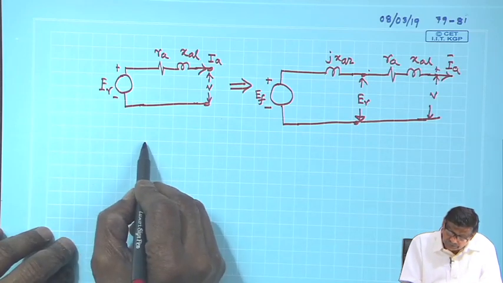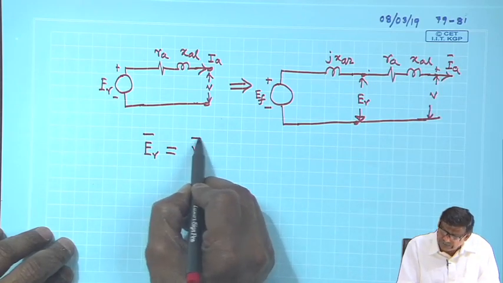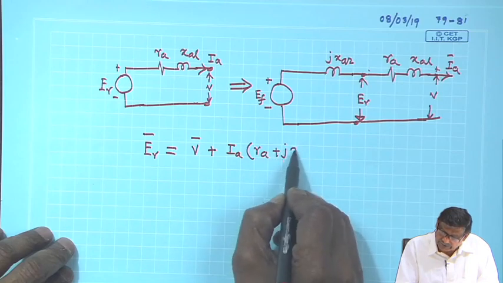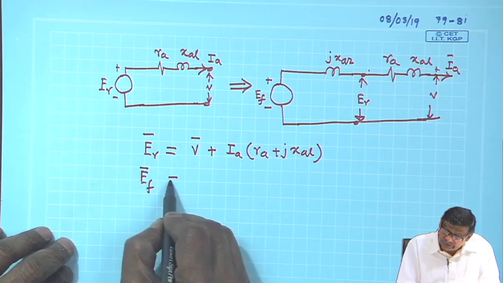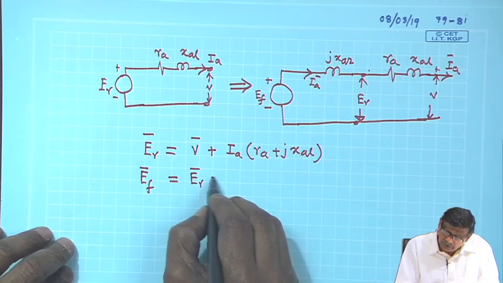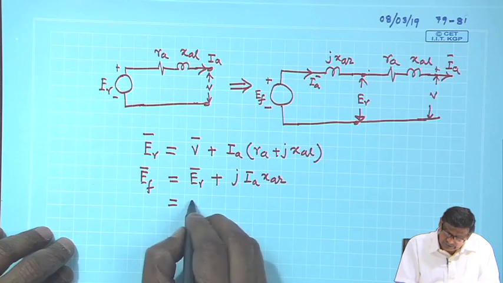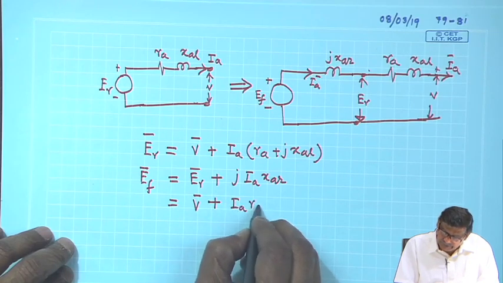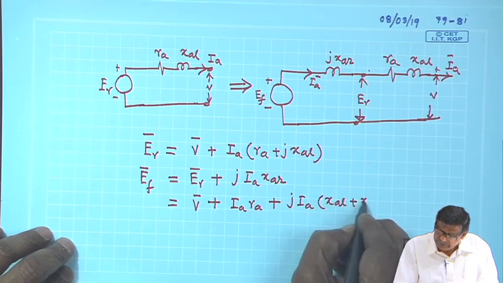So that you know that E R, if you start from this terminal voltage, will be V, these are all phasors, plus I A into R A plus J X L, you will get E R. And your E F is nothing but, the same armature current is flowing, therefore E R plus J I A X A R, and your full equation will be V plus I A R A plus J I A into X A L plus X A R.